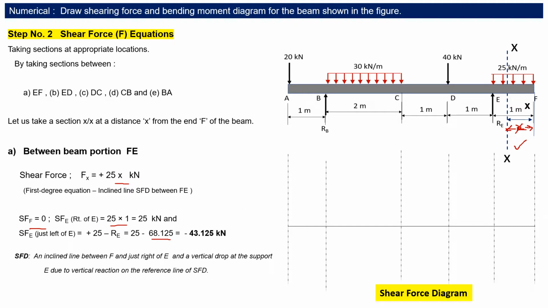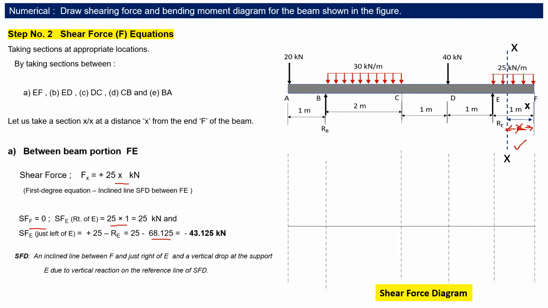Now when we have to draw the diagram, what will be the diagram of the shear force between F and E? It will be an inclined line. Why an inclined line? Because the load is a UDL. When the loading is of a uniformly distributed type, then the shear force between those points will be an inclined line. So the inclined line means it is varying from 0 to 25 kilonewton. That we have written here.